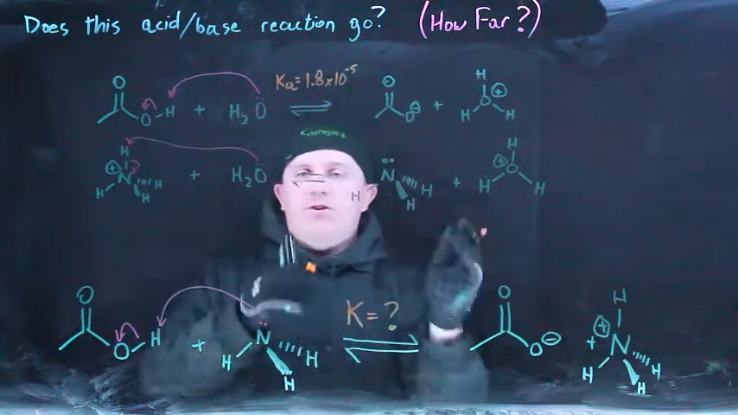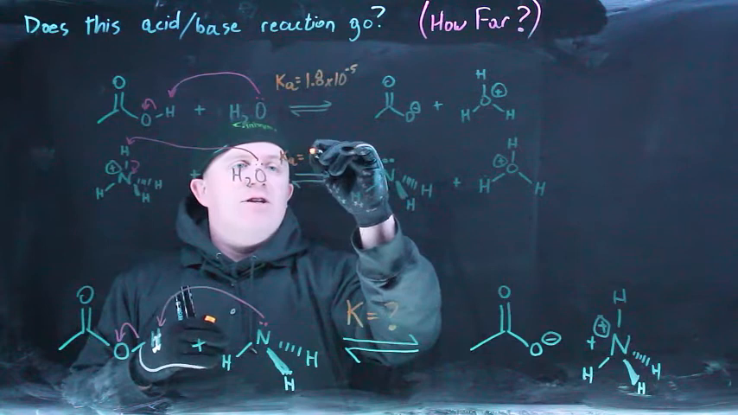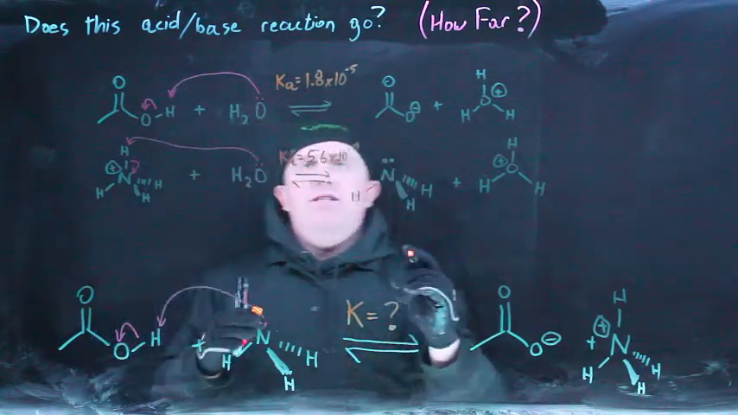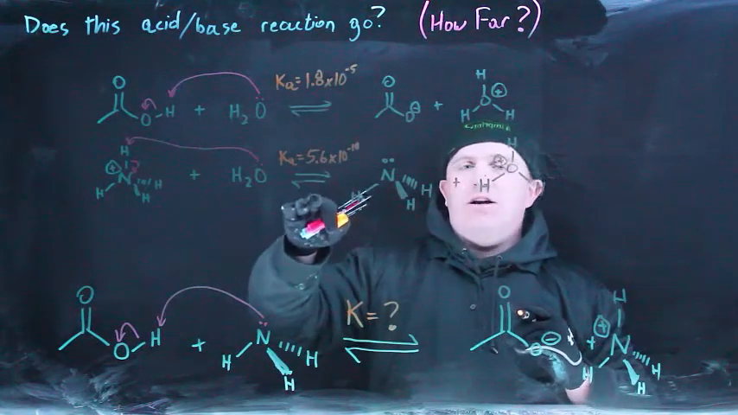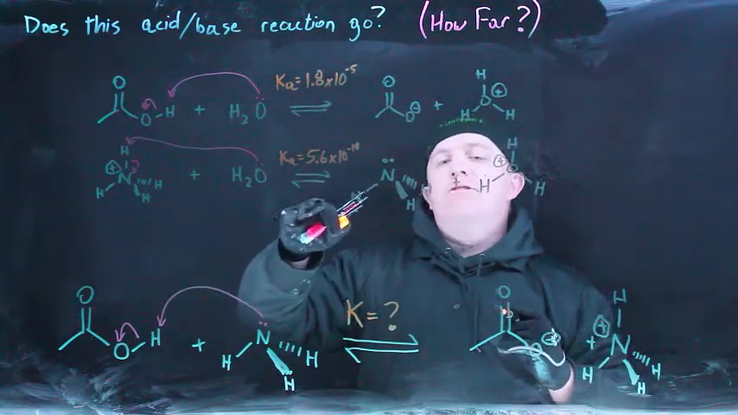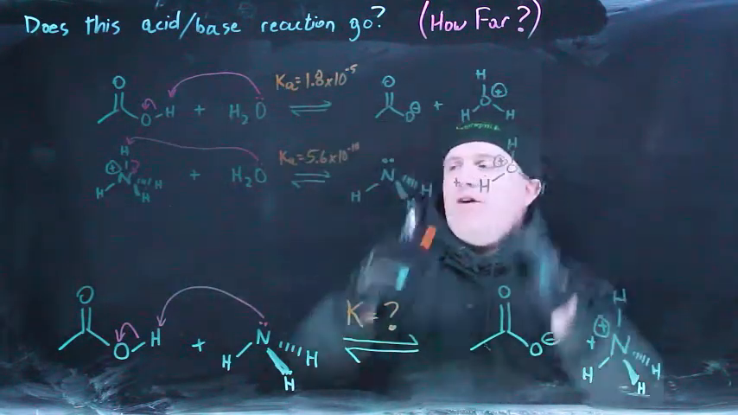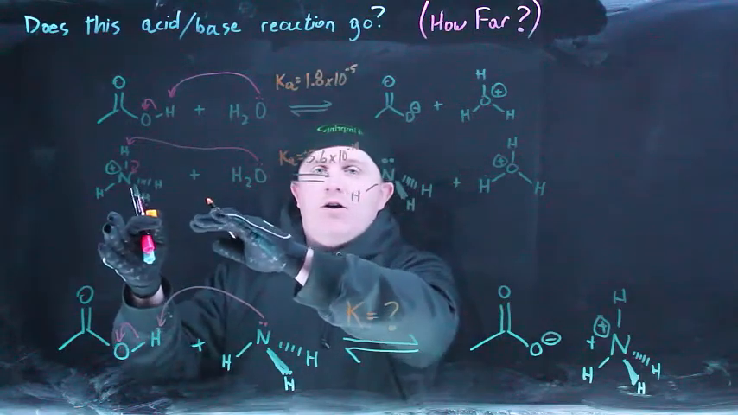So after you learn that, then it won't surprise you to learn that the Ka for this reaction is 5.6 times 10 to the minus 10, which is to say, if this reaction doesn't go, this reaction is 100,000 times less likely to go than this one is. So this really doesn't go very far. It stays entirely on this side.